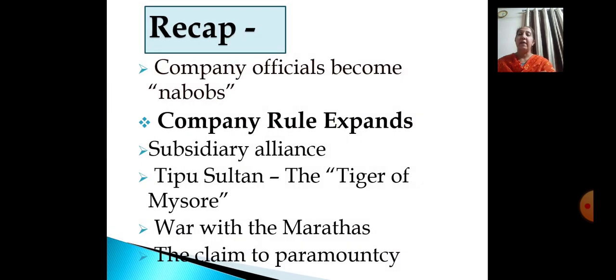Just a quick recap of what we learnt in the second part of our revision. We saw about the company officials becoming nabobs, and in the main topic, Company Rule Expands, we learned about the new policies, that is the subsidiary alliance. Then we saw Tipu Sultan, the Tiger of Mysore. Then the Anglo-Maratha wars, that is war with the Marathas. Then a new policy, the claim to paramountcy.